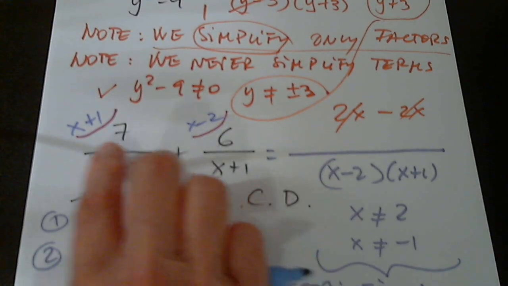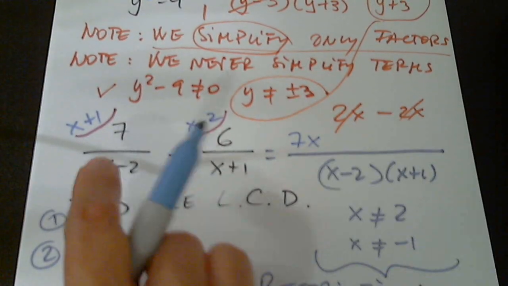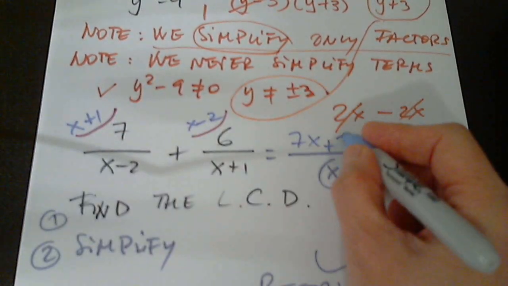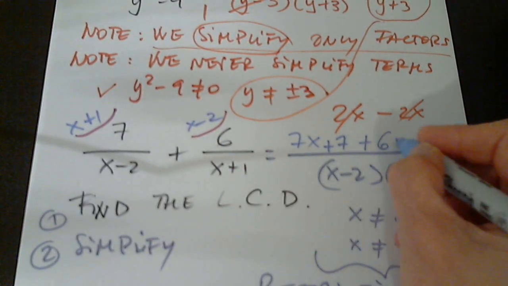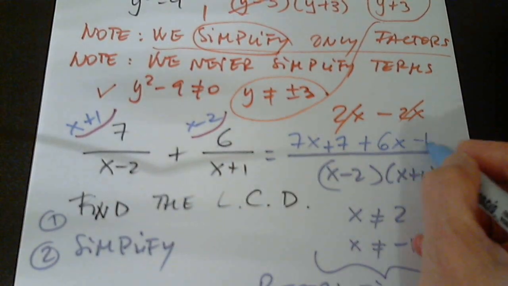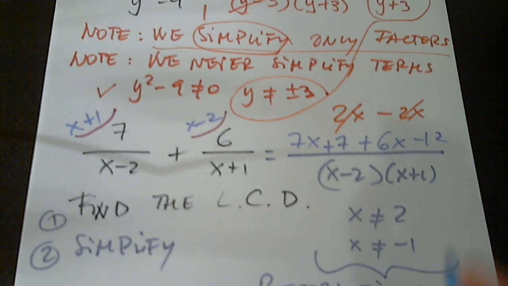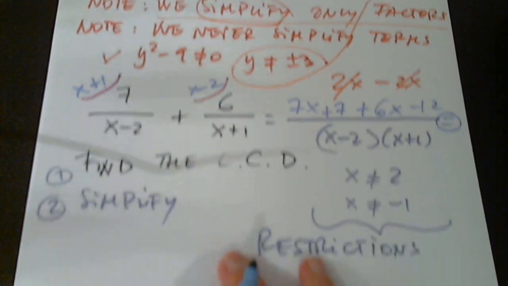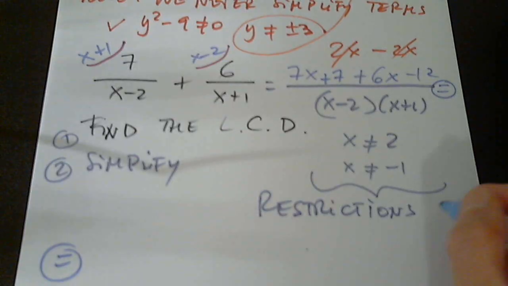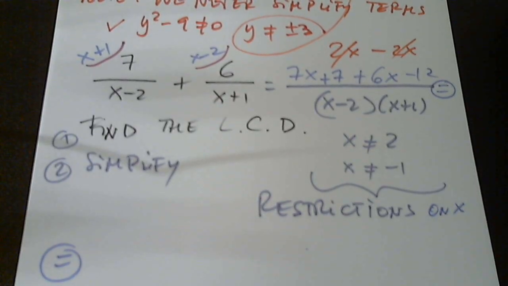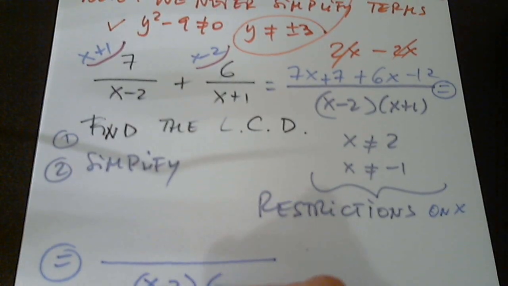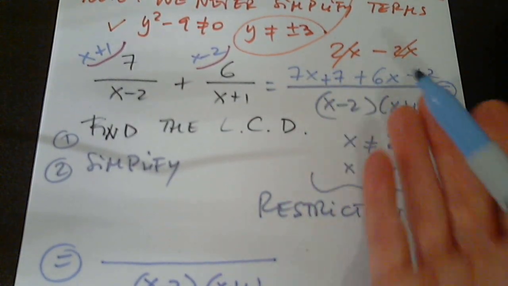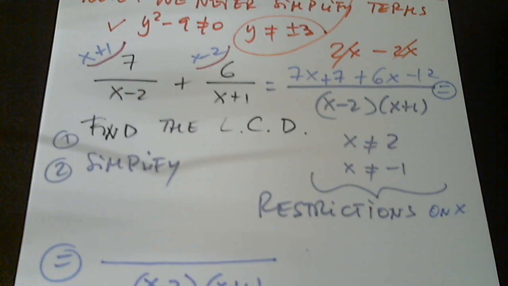So I distribute 7 to x. I distribute 7 to 1. I put plus, distribute 6 to x, and 6 to negative 2. From here I continue. So restrictions on x. Okay, good. The denominator is carved in stone. Can anyone simplify the numerator? And I will put it here.